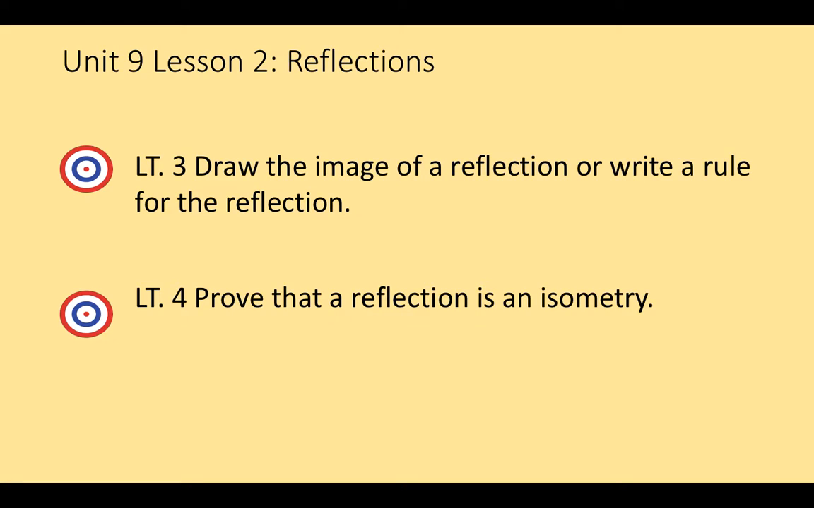In Lesson 2, we talked about the second of the transformations, that's isometries, and this time we're talking about reflections. And so we've got 2 learning targets. Number 3, draw the image of a reflection or write a rule for the reflection. So very similar to what we did with translations. And then learning target number 4, prove that a reflection is an isometry.